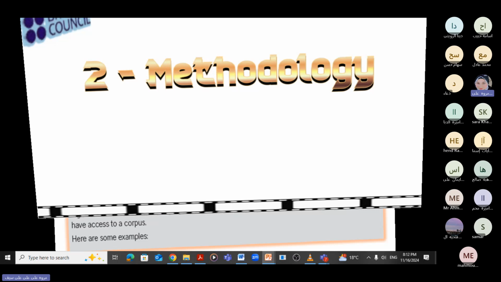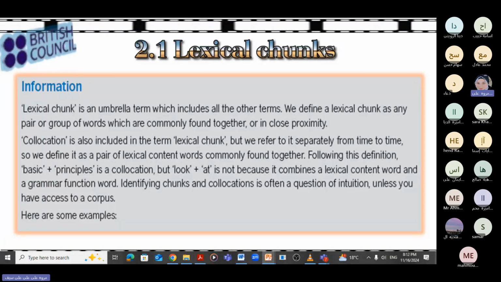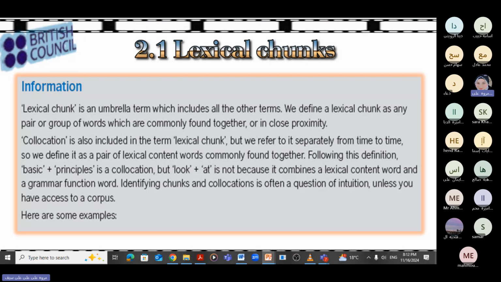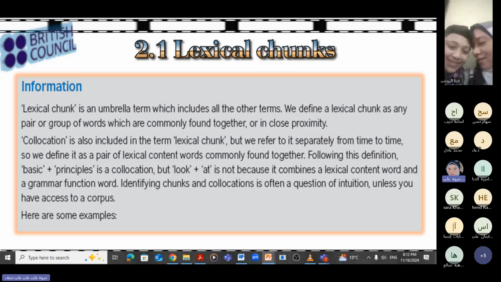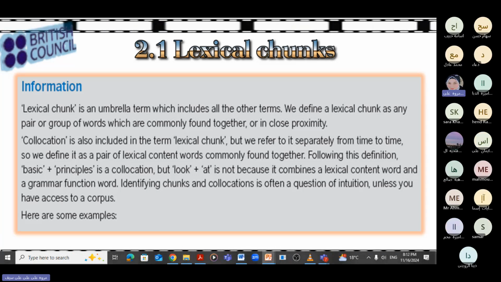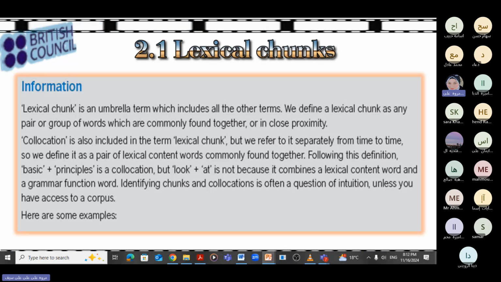Whether you answered before the video or with the ideas Miss Fathaya has just added, you did well. So let me tell you a little more detail. Let's dive deeper into what lexical chunks are. The term lexical chunk is an umbrella term which includes all the other terms. We define a lexical chunk as any pair or group of words which are commonly found together or in close proximity. Collocation, for example, is also included in the term lexical chunk, but we refer to it separately from time to time. We define it as a pair of lexical content words commonly found together.